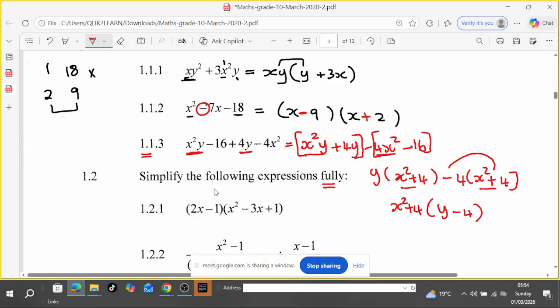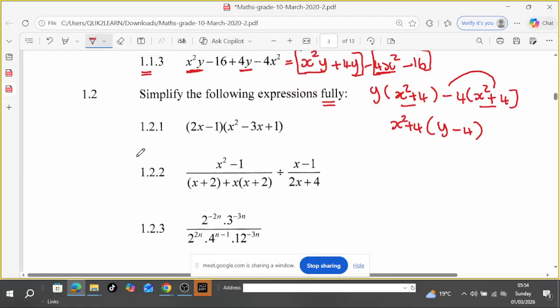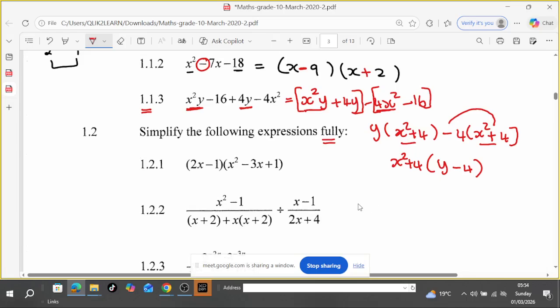Oh, okay. So simplify the expression fully. We need to simplify this. When they want you to simplify this type of question, you know what I need you to do? This will be 1.2.1.